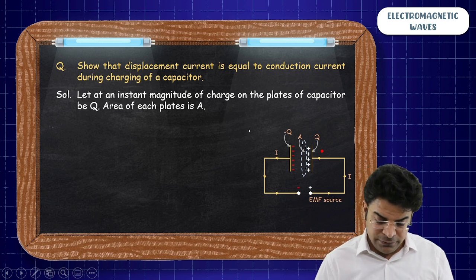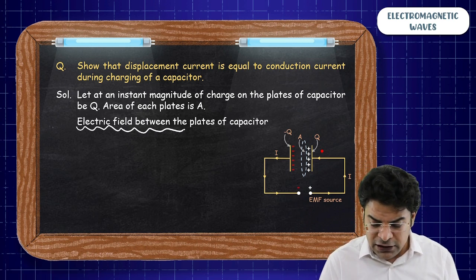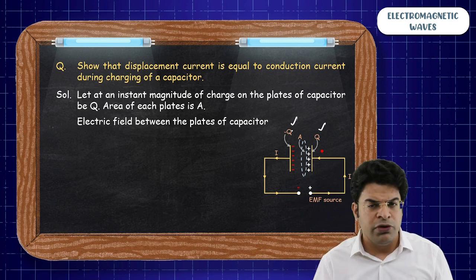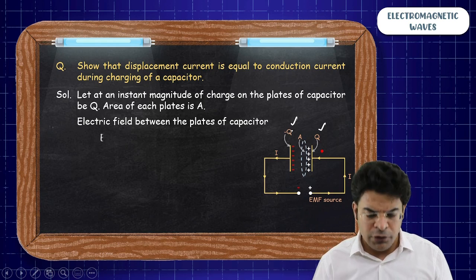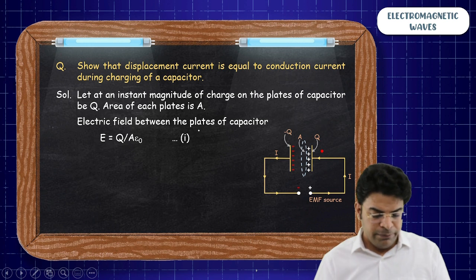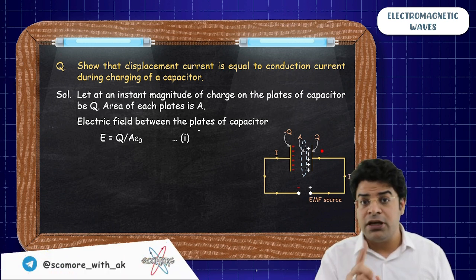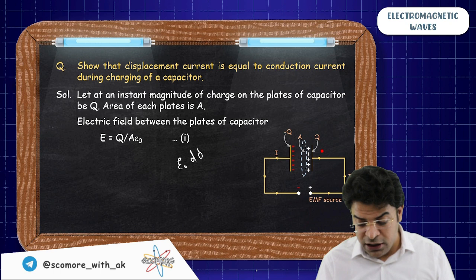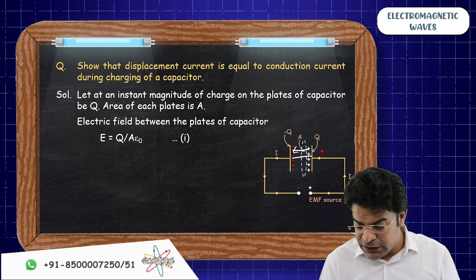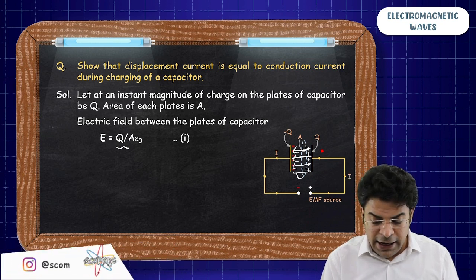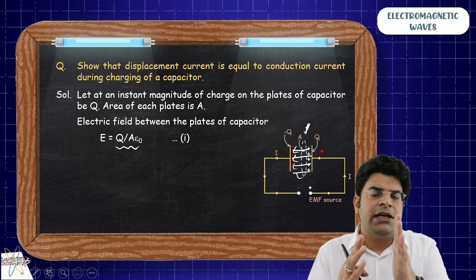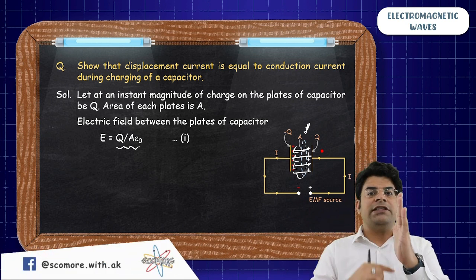So we will say that the electric field between the plates of the capacitor, when the capacitor plates have charge Q and minus Q, will be nothing but Q upon epsilon naught A. So the electric field strength will be equal to Q upon epsilon naught A. Keep this equation in mind. Now we know that the displacement current is epsilon naught times the rate of change of electric flux with respect to time. Now if between the plates the field strength is Q by epsilon naught A and the plate area is A, then what will be the electric flux linked with this area A?